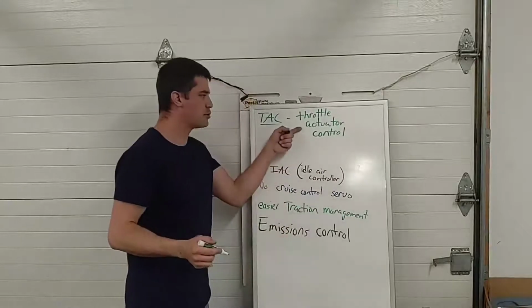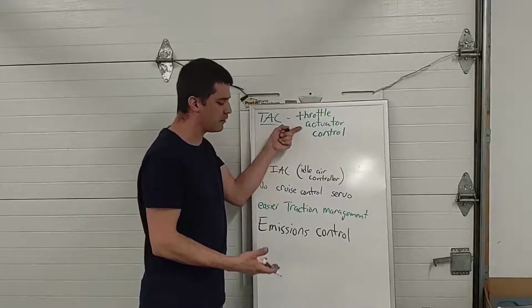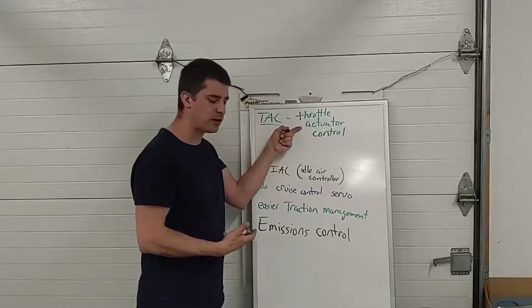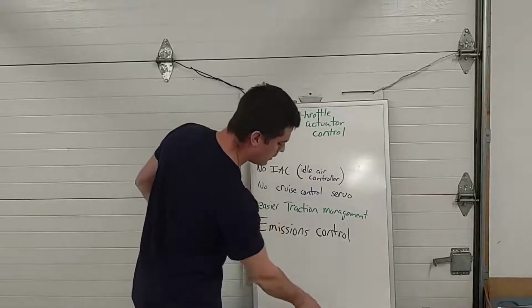Actuator control. So an actuator is something that causes an action. Basically, it makes something happen. So this is the muscles of your PCM. The sensors are the senses, and the actuators are the muscles doing the work for us.